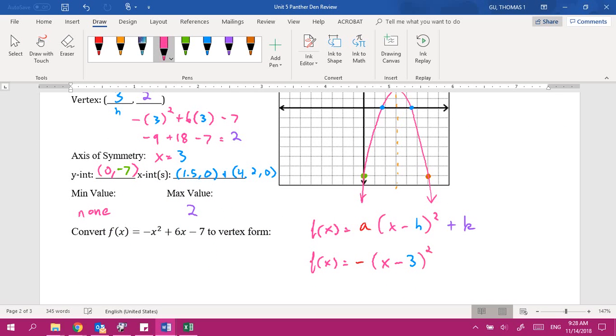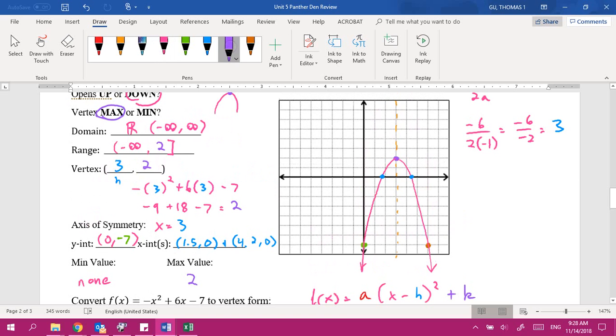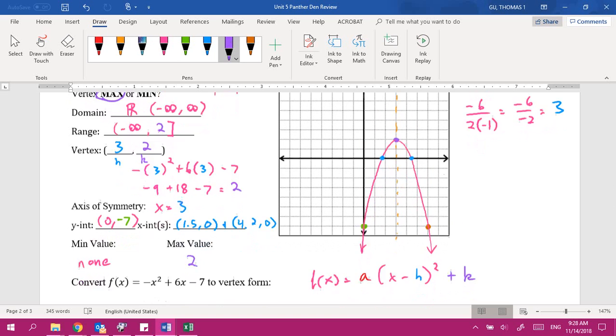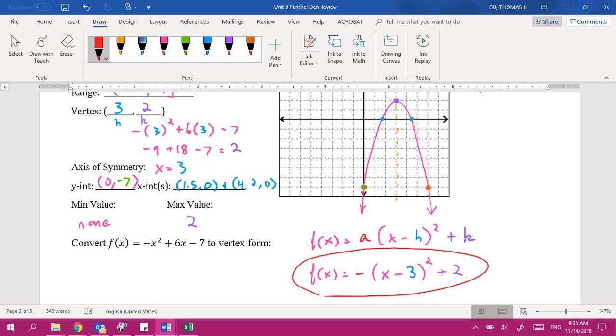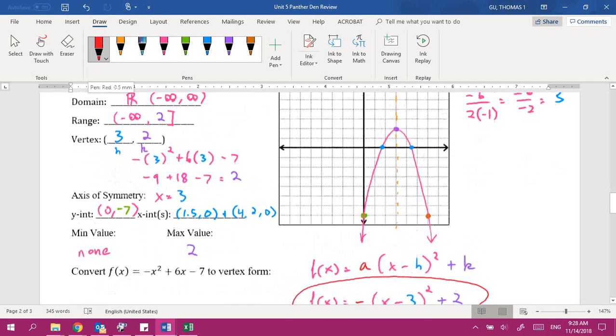Plus k, what is k? 2. Where'd you get 7 from? It's your vertex. Remember, h and k are from your vertex. So just plus 2. Wow, look at that. Plus 2, and that is the vertex form right here. F of x equals negative x minus 3 quantity squared plus 2. And that is a complete number 8.